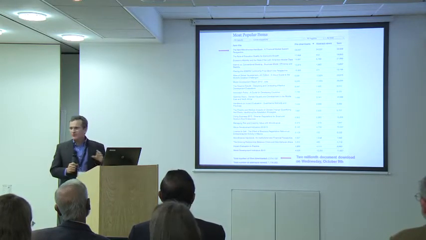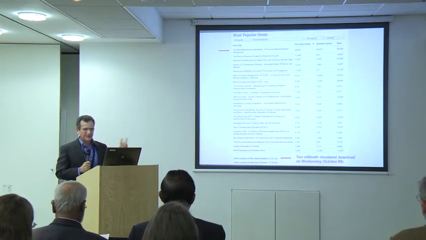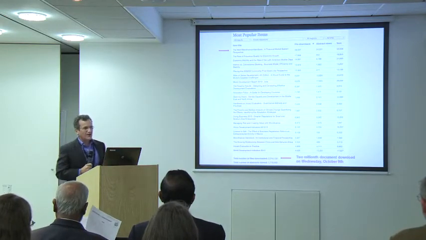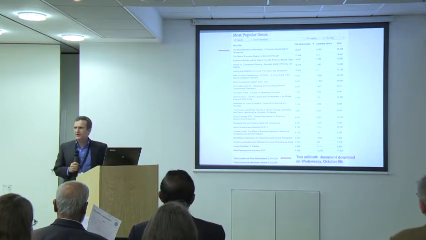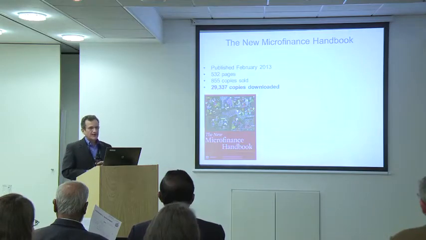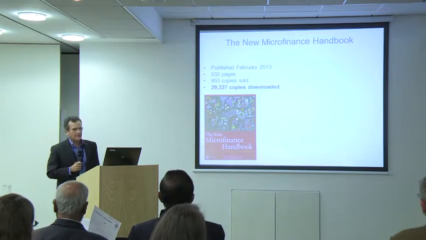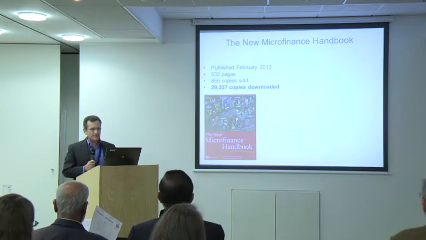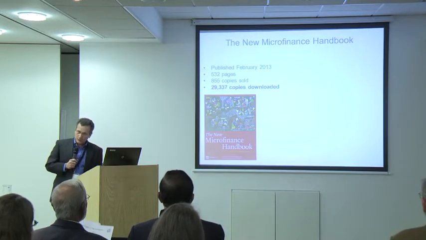Now, I'm going to focus for a second, and I forgot to bring the book. I had it in the hotel. On this, the most downloaded item, which is a book called The New Microfinance Handbook. Now, that book was published in February of this year. It's a tome, 532 pages. We've sold 855 copies, which is what it should be, I guess. But it's been downloaded close to 30,000 times. I couldn't give away 30,000 copies in print, and it would cost a fortune to do so.